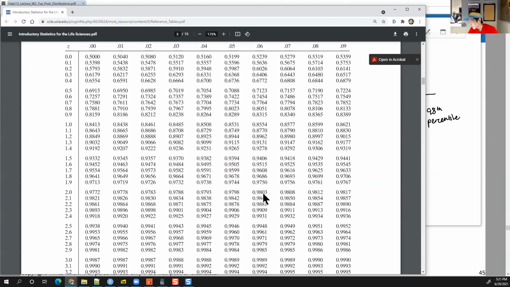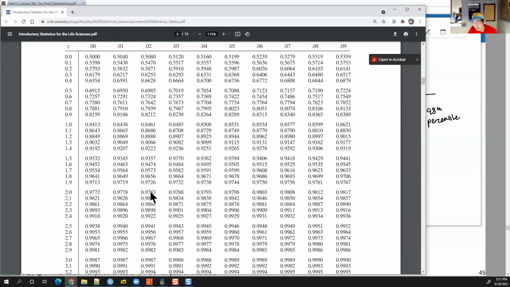0.9803. Now, this is a common place where students make mistakes. For whatever reason, as students search through these things, they'll go, oh, 0.979383, that's close enough to 98%.